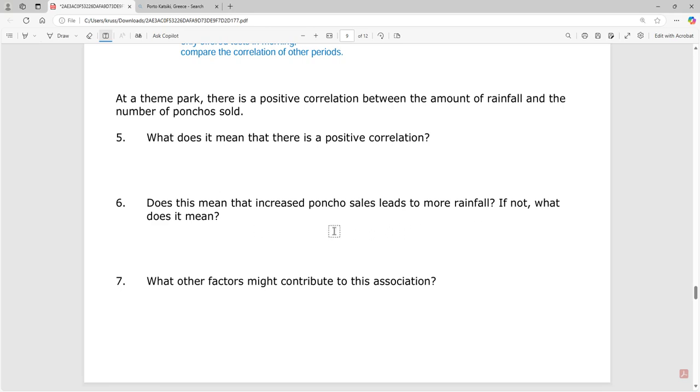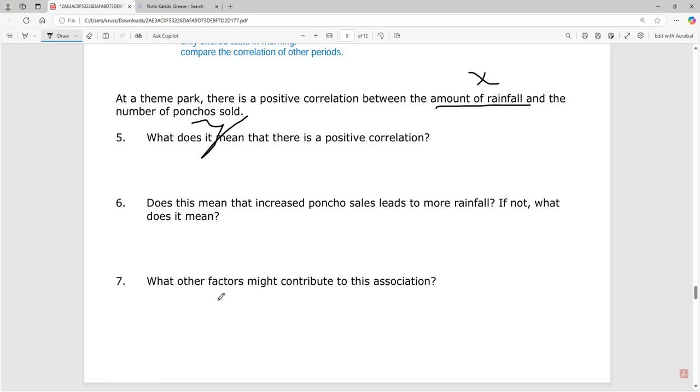It would seem to me here that the amount of rainfall would be your x-axis, or your independent variable, and y is your number of ponchos sold. So the number of ponchos does not drive the rainfall. The rainfall drives the ponchos, but it doesn't mean that there's a correlation, because you could have just bought ponchos because there's rain in the forecast, or they're on sale at certain dates. So there could be other things.